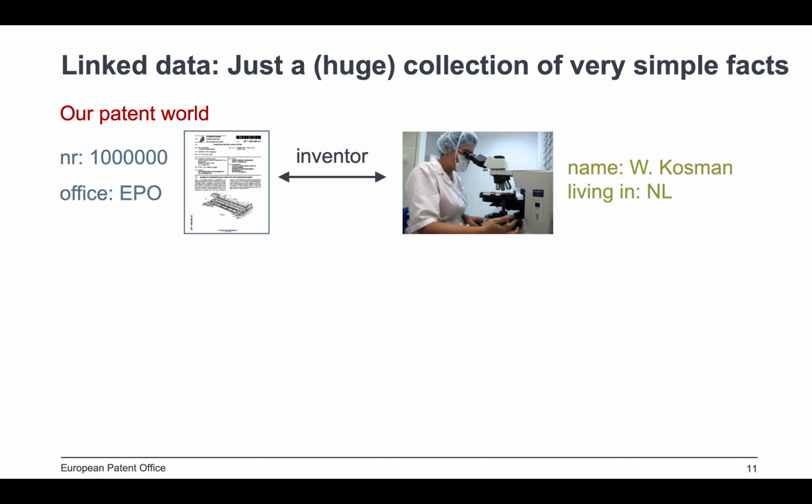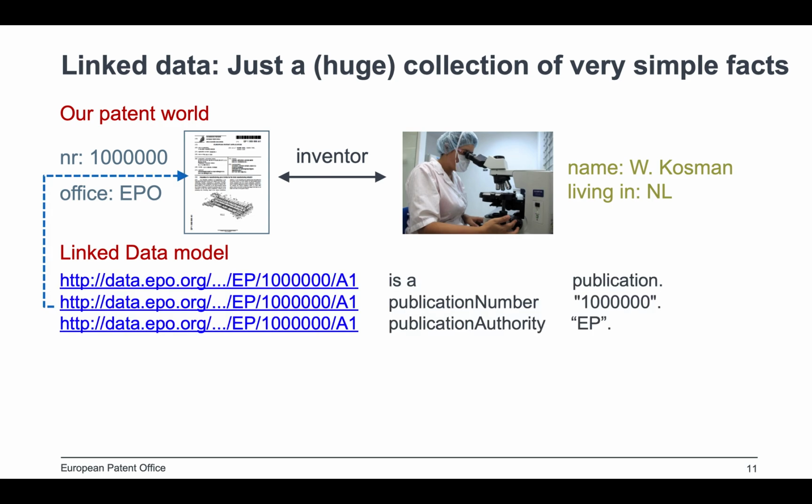In the linked data model, every piece of information, every simple fact, is represented by 3 terms, like a short English sentence consisting of a subject, a predicate, and an object. So the first sentence says actually this thing, this identifier, is a publication. It's not a car, it's not a house, it's not a person, it's a publication. And also we know that the same thing has a publication number 1 million, and the same thing has a publication authority, which is the European Patent Office.